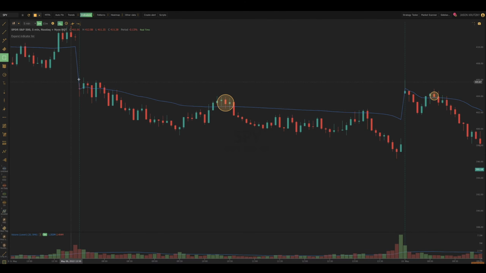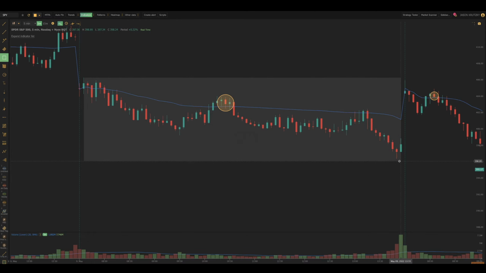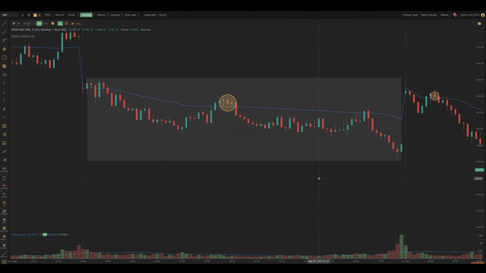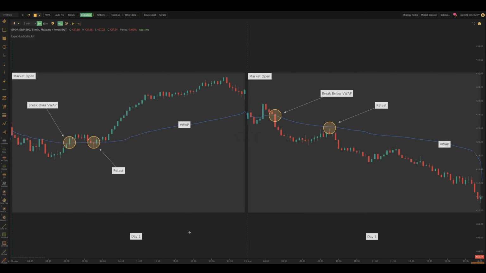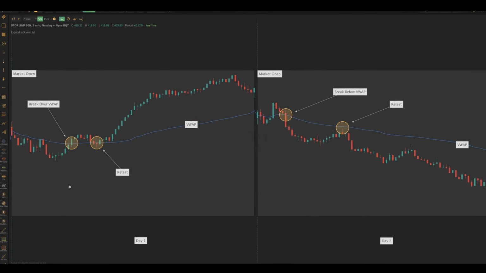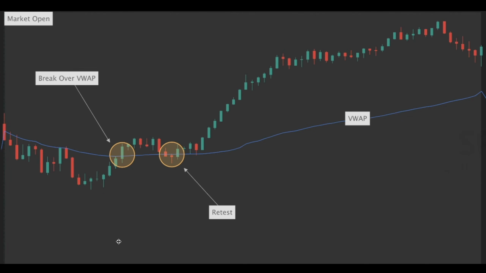So let's go through a few basic examples of what to be looking for to consider going long or short based off of the VWAP indicator. In the chart here, I've got 2 days worth of price action, and we could see two unique VWAP scenarios. On the left, a more bullish scenario.